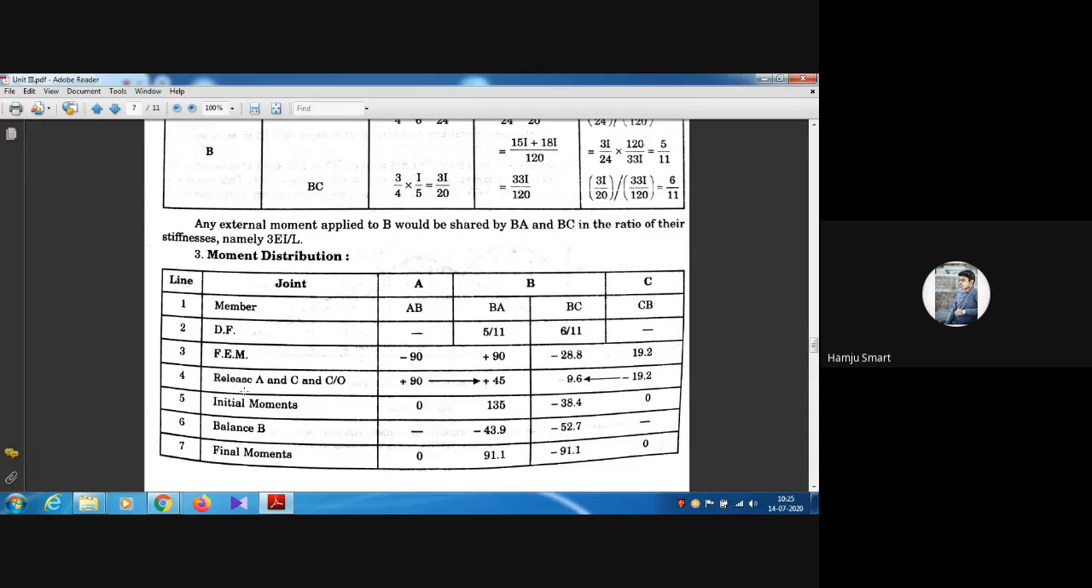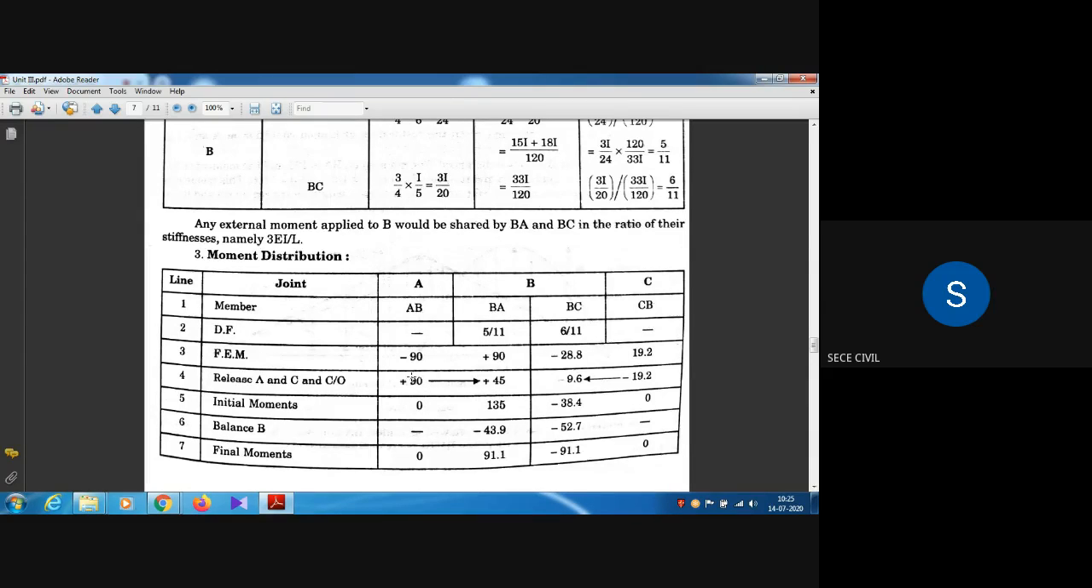Yes, sir. So after line 4, that is after releasing A and C and doing the carryover, we did two processes in this line 4. First we released the moments at joints A and C, and we did carryover also. C bar is nothing but carryover. The moment 45 is what we term the carryover moment.